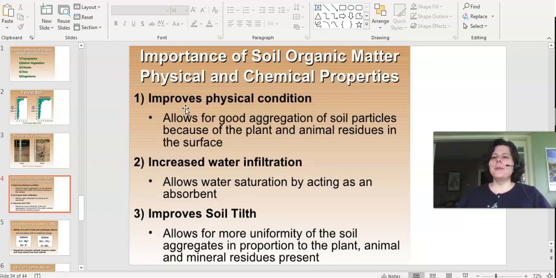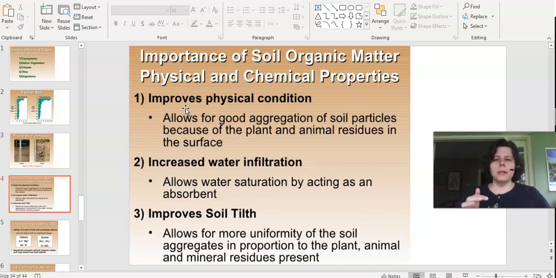Okay, so the importance of soil organic matter on physical and chemical properties. It improves the physical condition of the soil, so it allows for good aggregates of the soil particles to form. We talked about those clods in the plowed parts, those aggregates, which are very important for the structure of that soil, which impacts what plants can grow in there, animals. The whole thing is impacted.